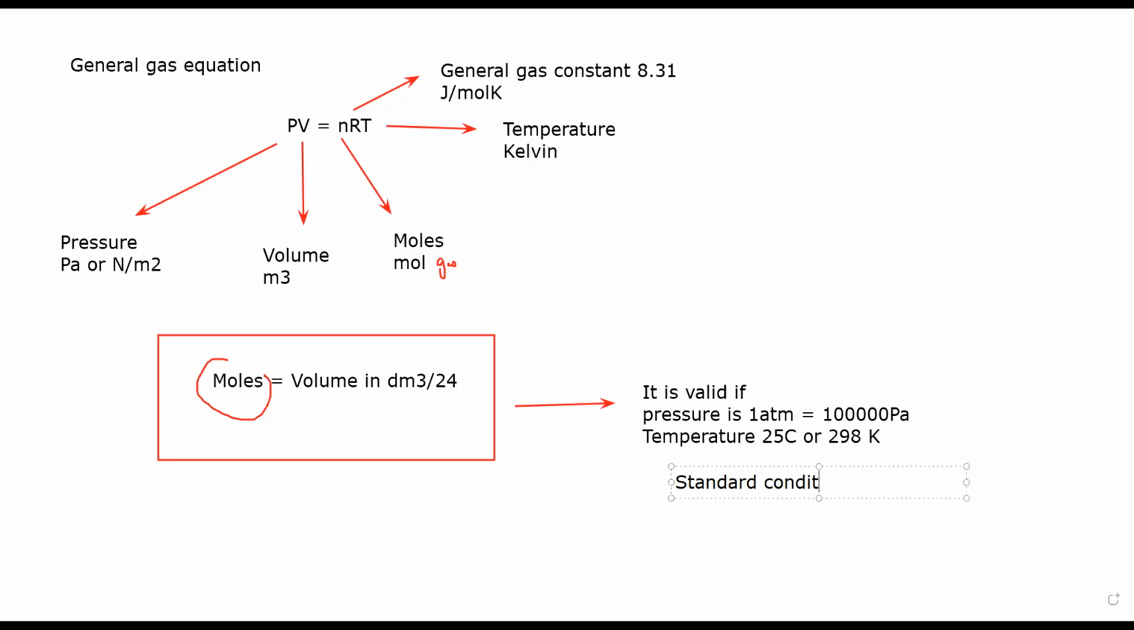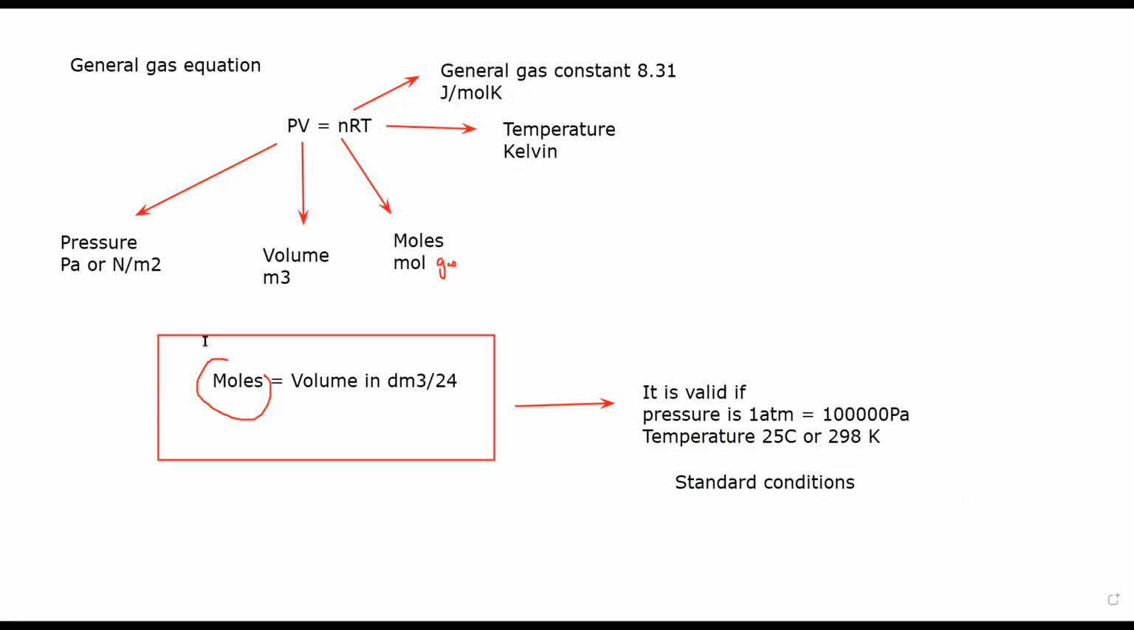So at standard conditions, we will use the formula moles equals volume of a gas in decimeter cube divided by 24. But if the conditions are not standard, for example, the temperature is not 25 degrees centigrade and the pressure is not 1 atm, it is 2 atm or 3 atm, then you cannot use moles equals volume in dm cube divided by 24.